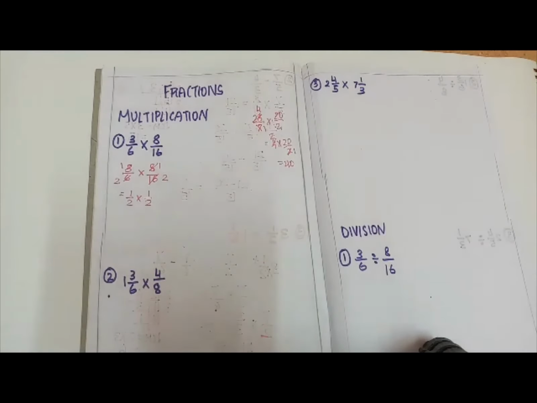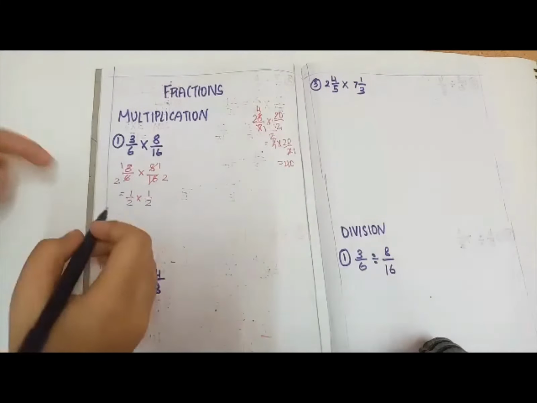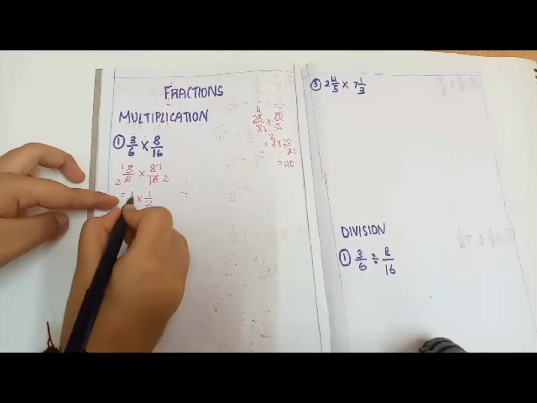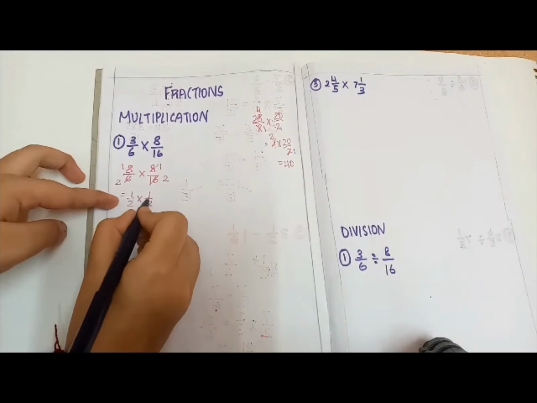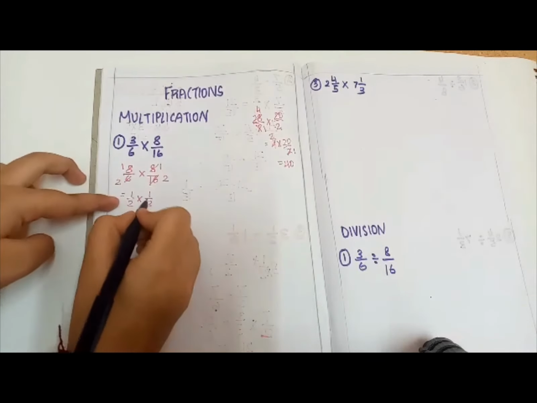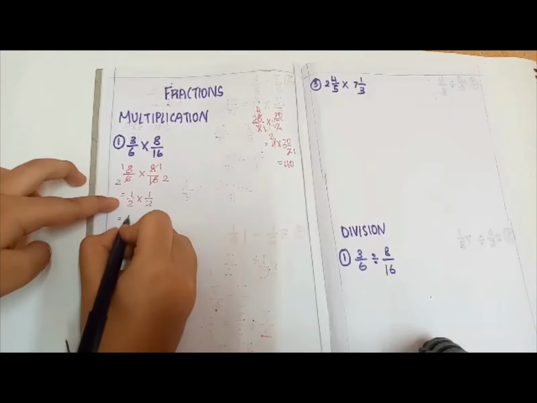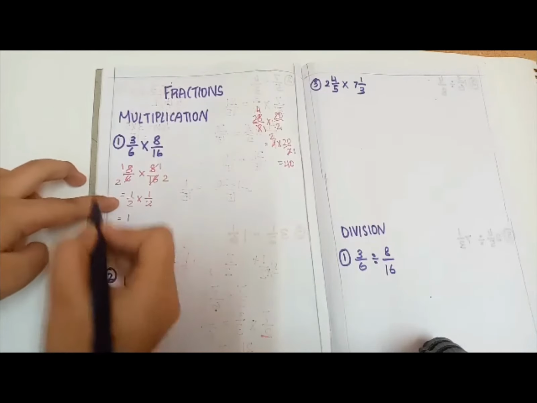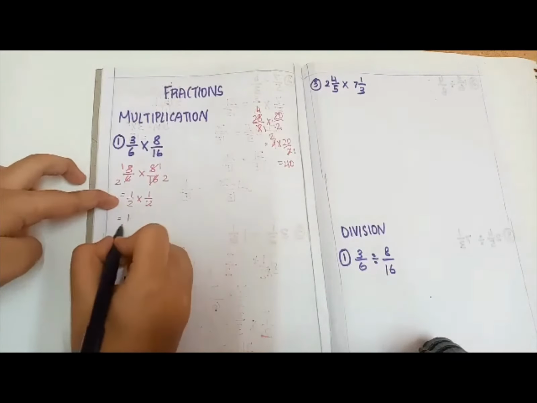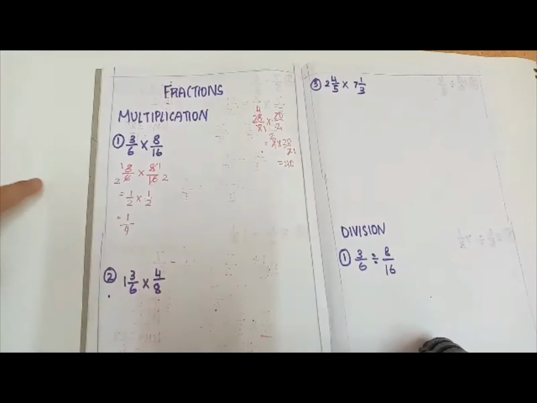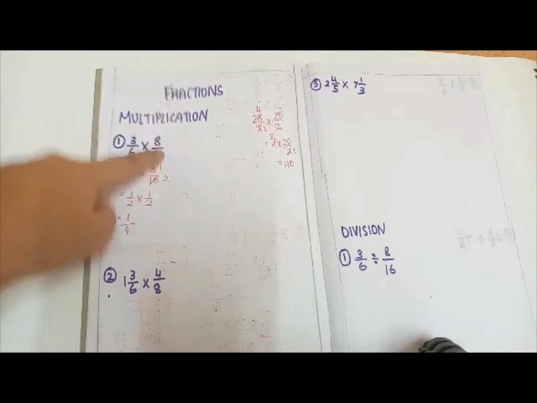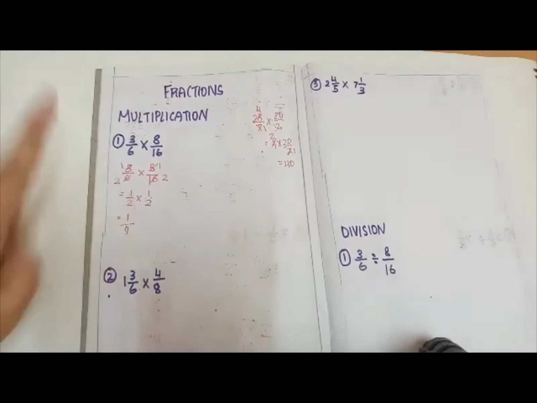After this, the second step will be normal multiplying. For multiplication, we multiply the numerator with the numerator, that is 1 into 1 is 1, and the denominator with the denominator, 2 into 2 is 4. So the answer of 3 by 6 into 8 by 16 is 1 by 4.